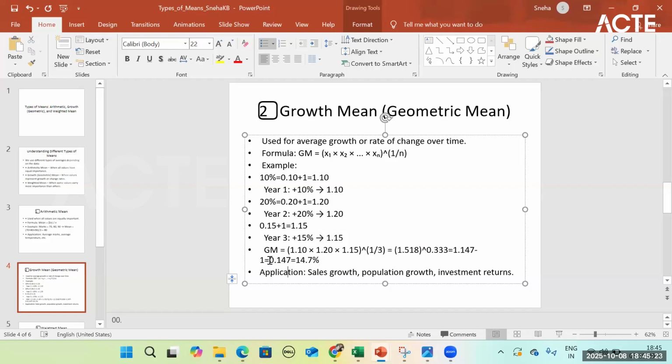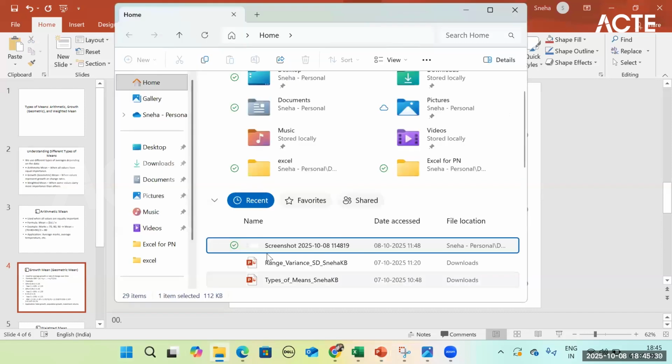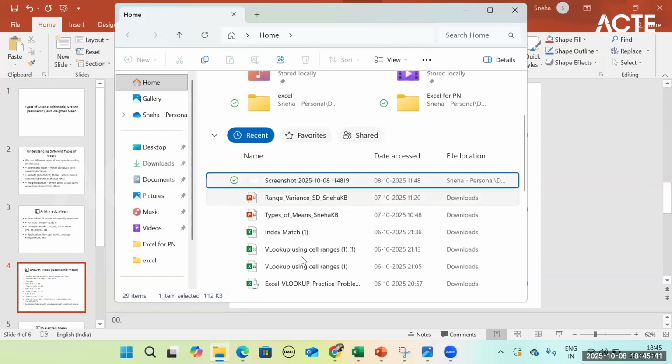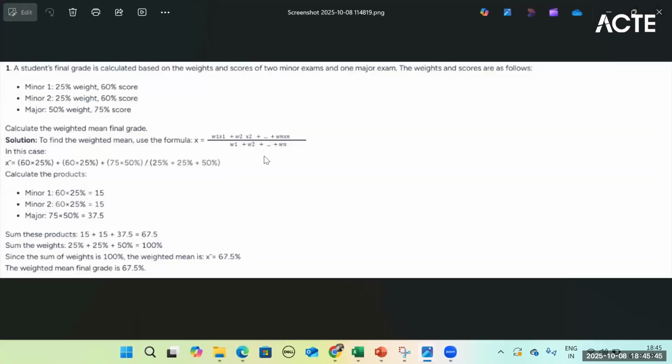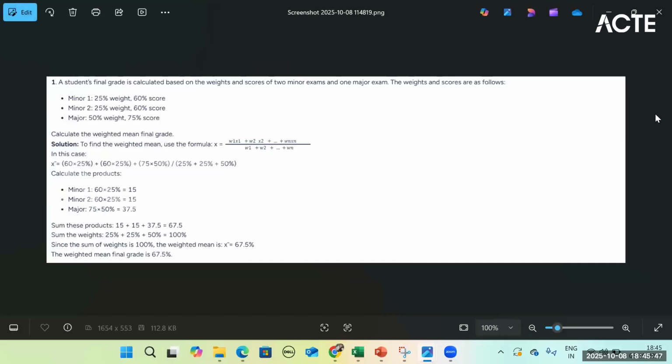So that's why we add 1 over here, so it is easy for us to calculate. Calculation will become very smooth only when it is a percentage. Only when it is a percentage, we are adding 1. But when it is a normal value, for example, I'll show you one screenshot. This is for weighted mean.